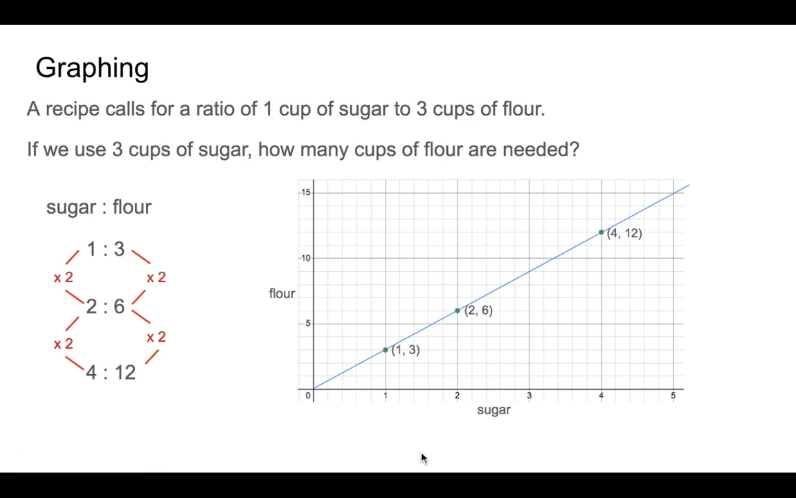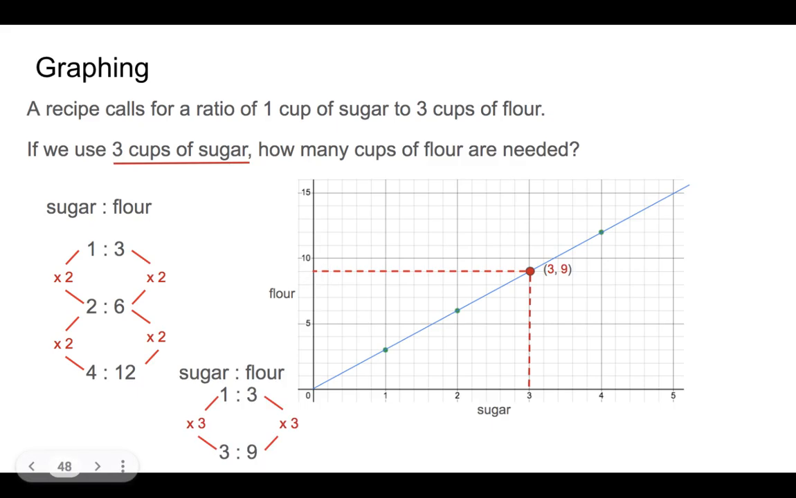And now that I have my line, I can try to figure out my 3 cups of sugar. So I go over and I find where the 3 is, and then I draw a dotted line up, and there is my 3 cups of sugar. Then I'm going to go horizontally across, and it looks like it's at the number 9 cups of flour. So therefore, I would need 9 cups of flour for 3 cups of sugar.